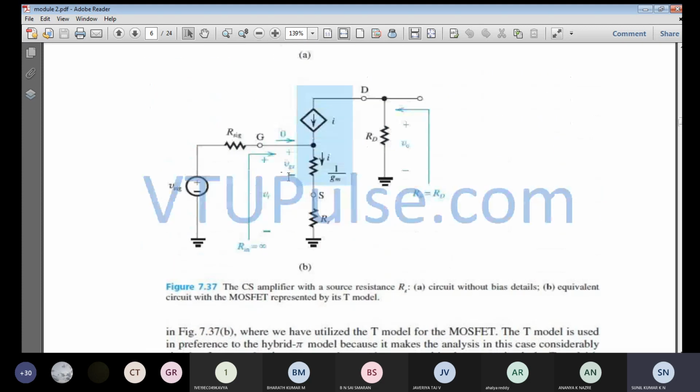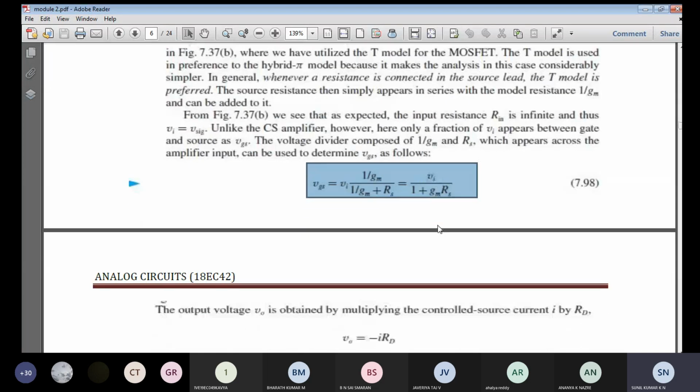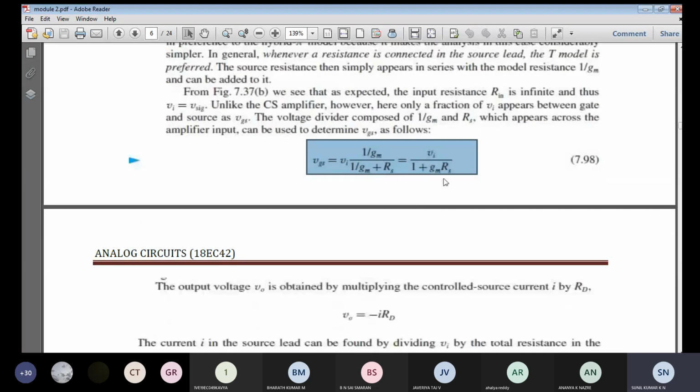So Vgs will be equal to Vi divided by 1 plus Gm into Rs. So you can say the gate to source voltage is reduced by the factor 1 plus Gm times Rs, relative to the input voltage. So this is about the gate to source voltage.